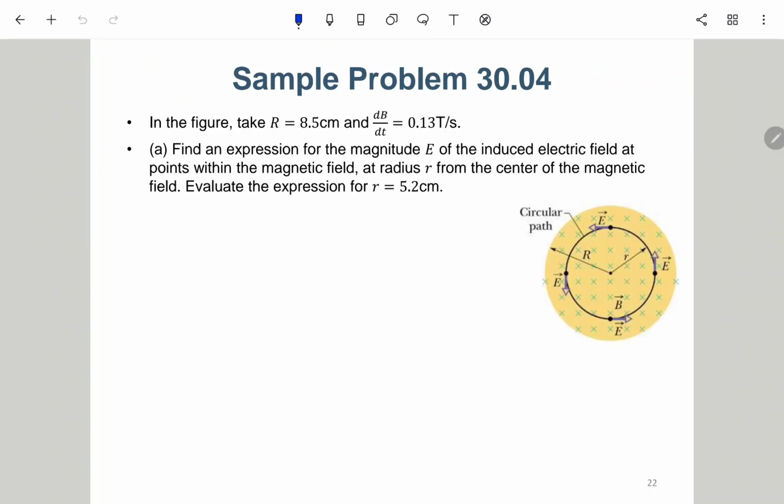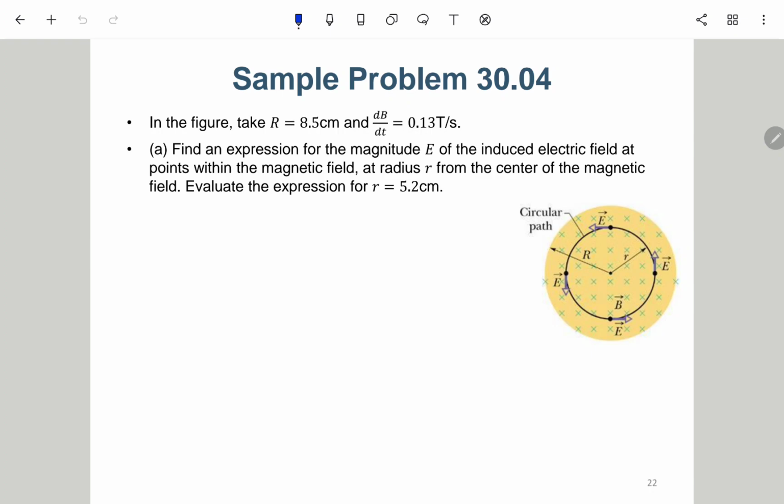Okay, so here we have a sample problem. In the figure, take R equals 8.5 centimeter, dB/dt is 0.13 Tesla per second. A, find an expression for the magnitude E of the induced E field at points within the B field and radius r from the center of the B field. Evaluate the expression for r equals 5.2 centimeter.